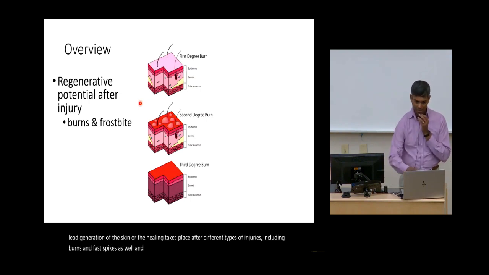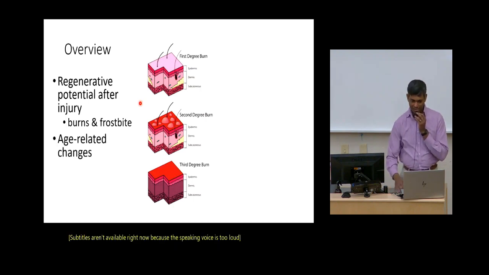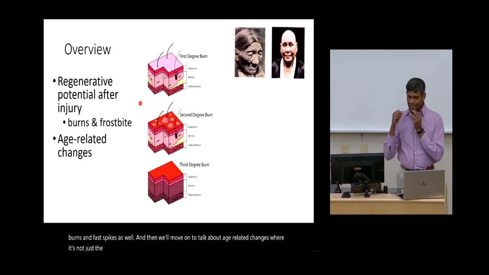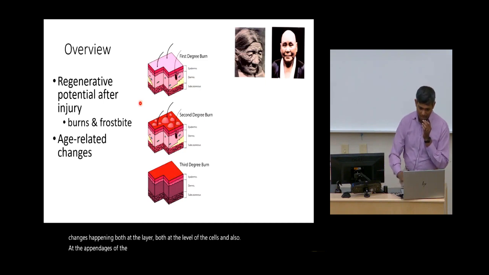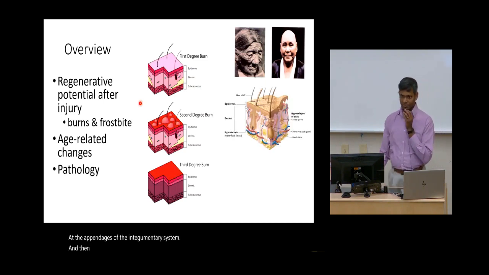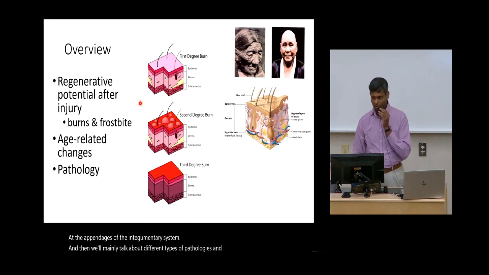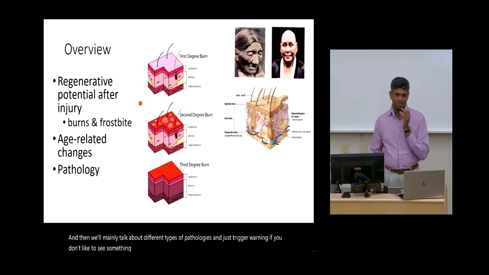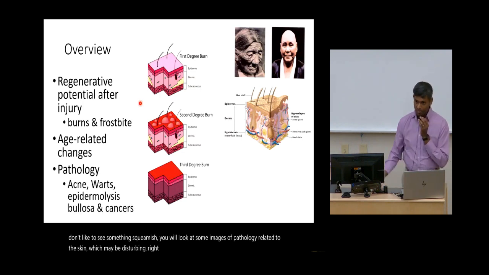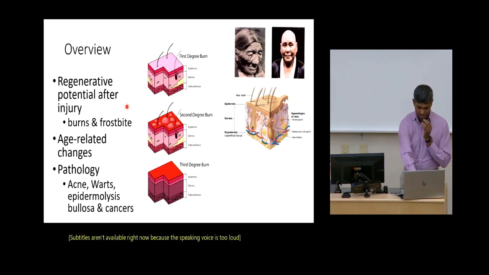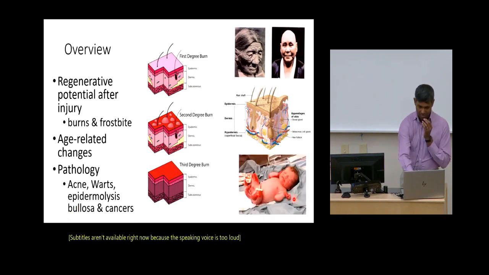And then we'll move on to talk about age-related changes, where it's not just the skin getting wrinkled as we age, but there are other changes happening both at the level of the cells and also at the appendages of the integumentary system. And then we'll finally talk about different types of pathologies, and just a trigger warning, if you don't like to see something squeamish, we will look at some images of pathology related to the skin which may be disturbing. So these examples include acne, warts, this condition epidermolysis bullosa as shown here, and also different types of skin cancers.